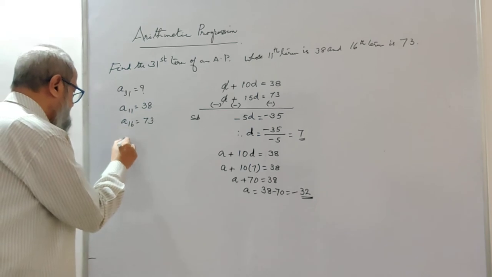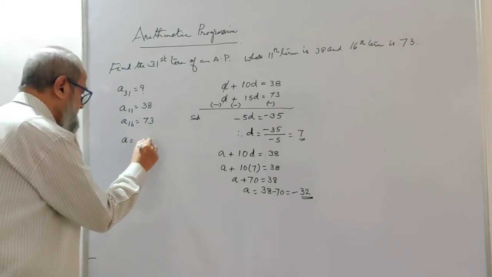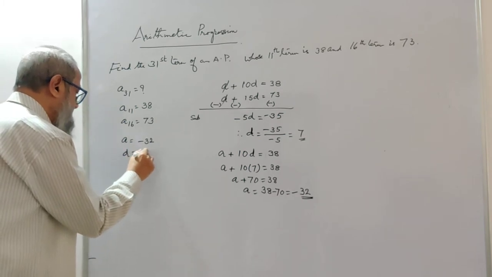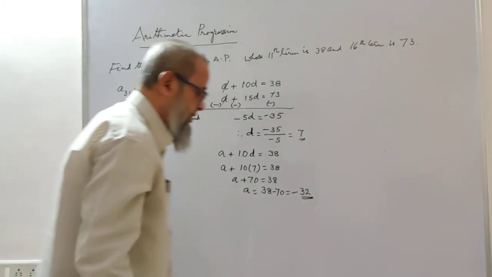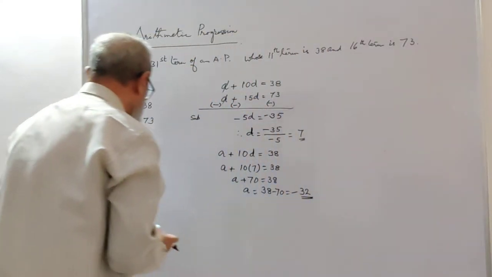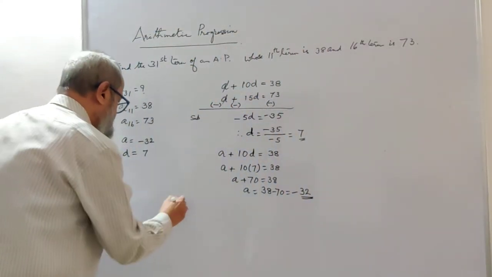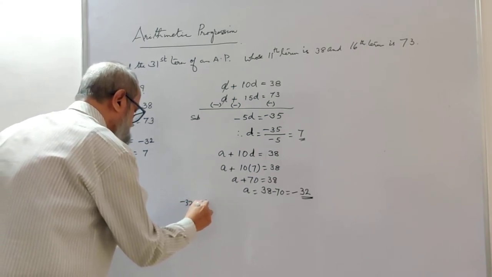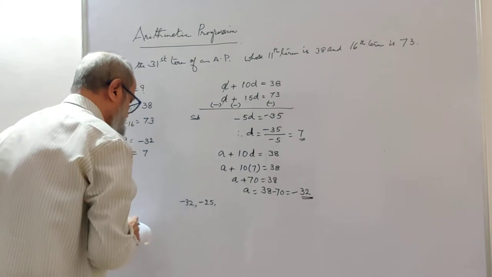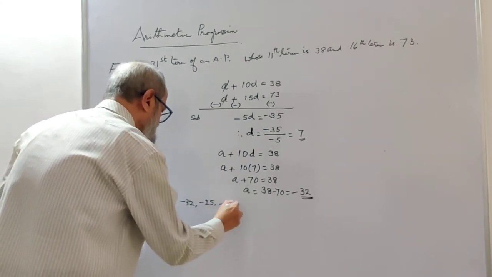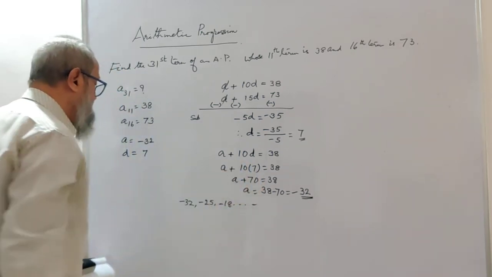A I have got as minus 32, that is the first term of the AP, and the common difference D is 7. So the AP will be like this. The AP will be minus 32, minus 25, minus 18, etc. This will be the AP.